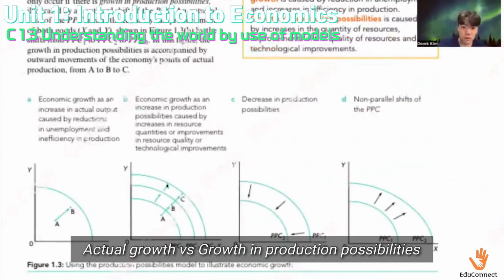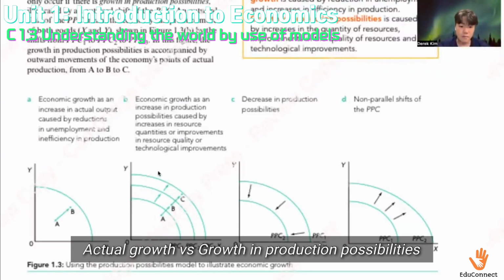The possibilities you could achieve in production with your current resources would be a shift of the production possibility curve. Now, from A to B is an actual output increase as a reduction in unemployment. What this means is that the factor of production of labor increased because fewer people are unemployed. That means more people are available to contribute their physical labor into increasing the production possibilities for goods Y and goods X. So A to B is an actual increase in output.